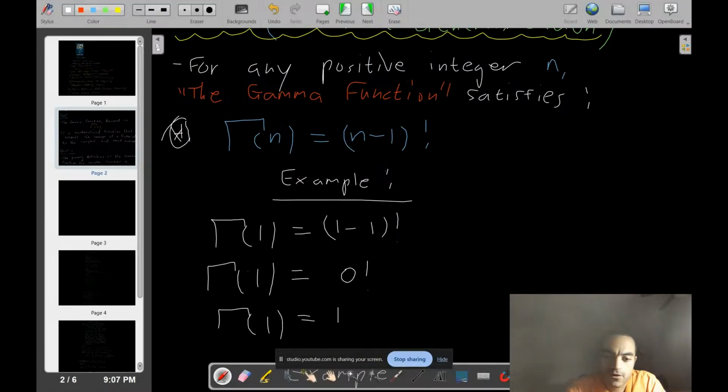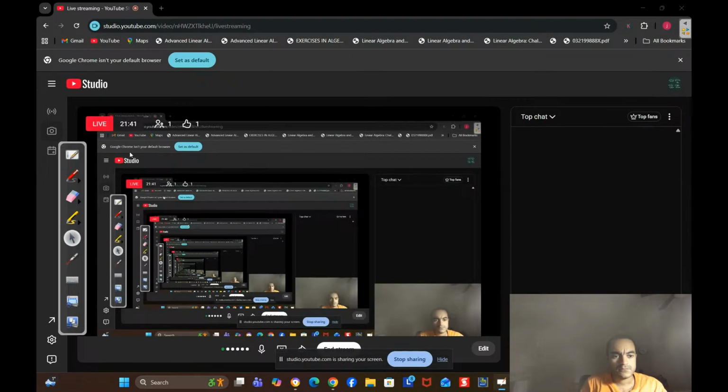You can compare if this makes sense. Gamma of 1 is 1. Compare it with n factorial when n is 1. So 1 factorial is just 1. You can see both of these work. If there are any questions in the chat? Any questions? Not at the moment.